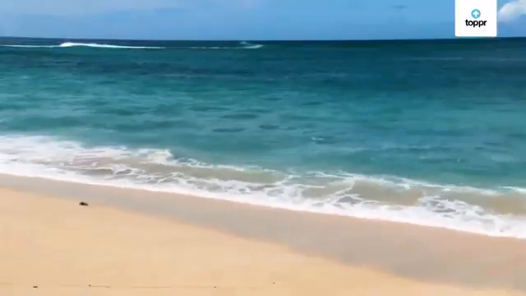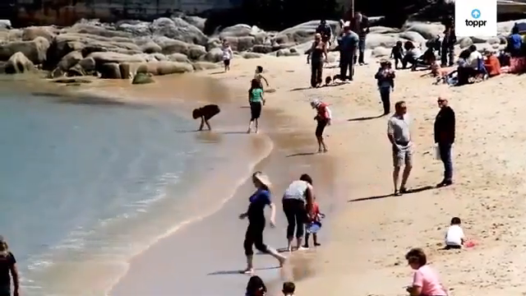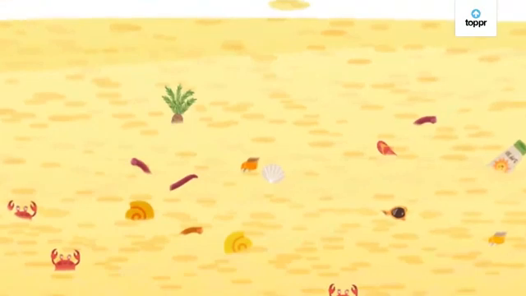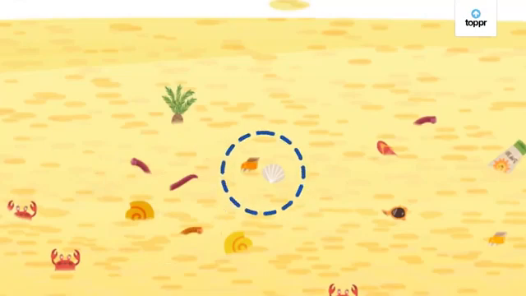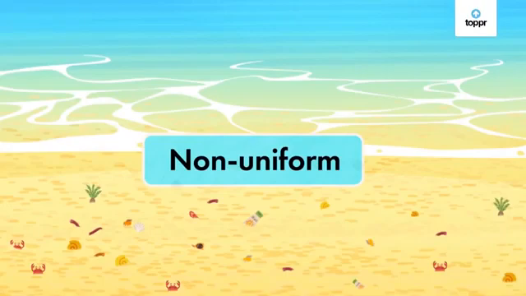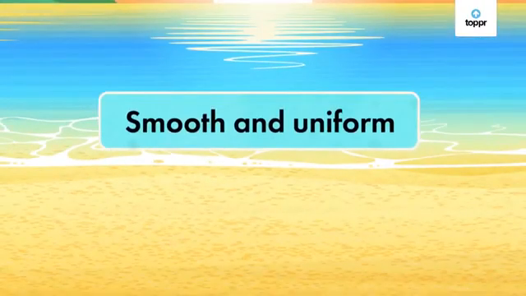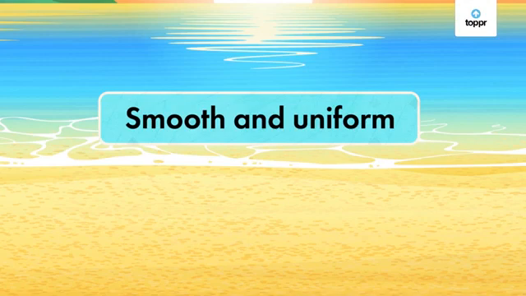Have you ever been to a beach? If yes, then sand is probably something you would have enjoyed playing with. If you look at sand closely, you can see several particles apart from sand, like tiny shells, pebbles, small plants and animals. Basically, it looks non-uniform. But when you look at it from a distance, it appears all smooth and uniform, as if it is a single substance. This can seem confusing.